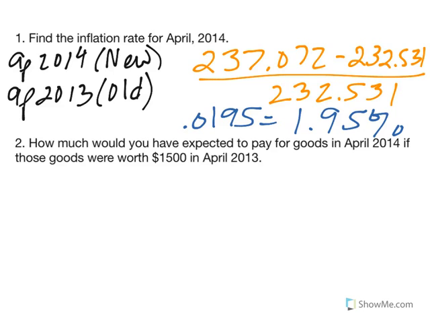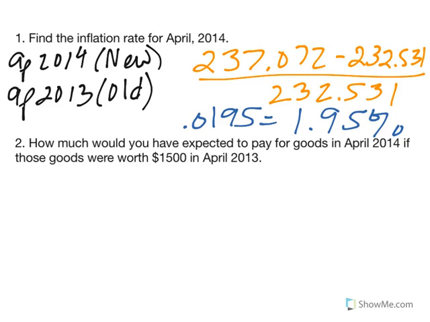So notice again, because that's positive, from 2013 to 2014 in April, our inflation rate has increased because of that positive answer. So now on number 2, how much would you have expected to pay for goods in April of 2014 if those goods were worth $1,500 in April of 2013?